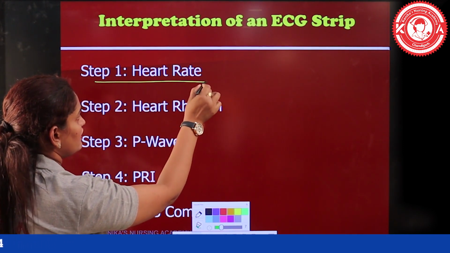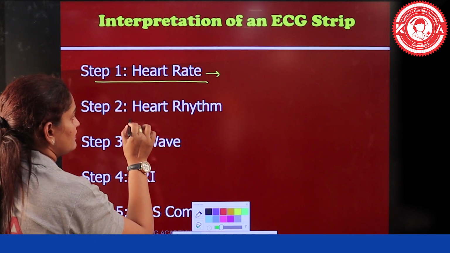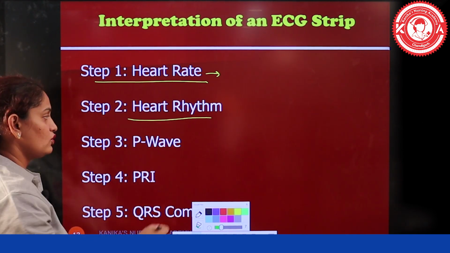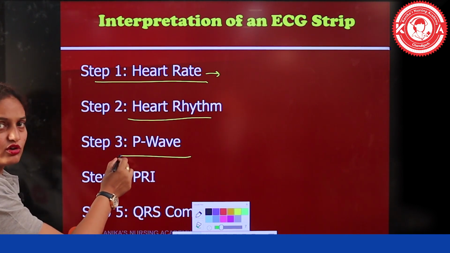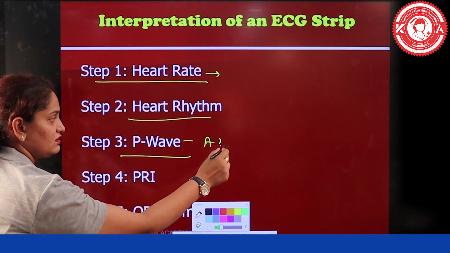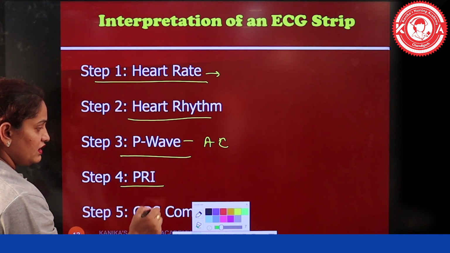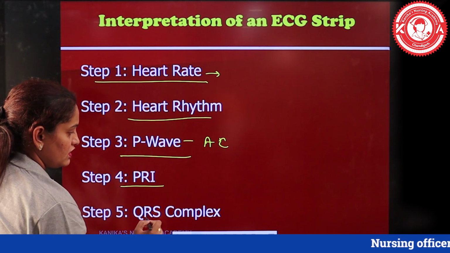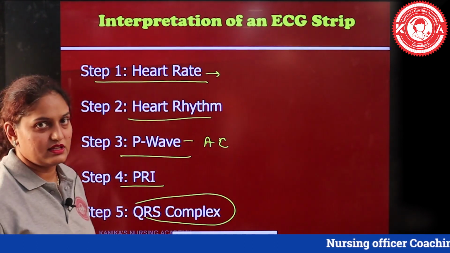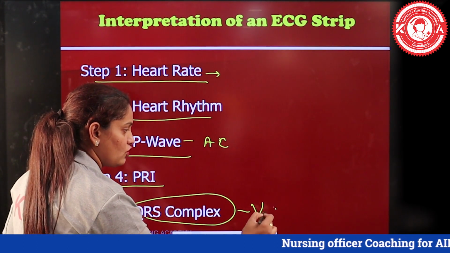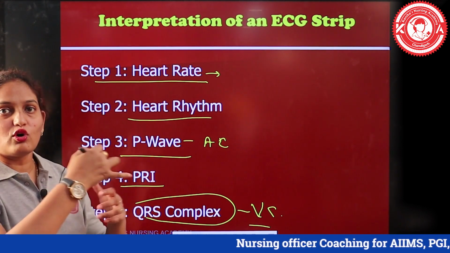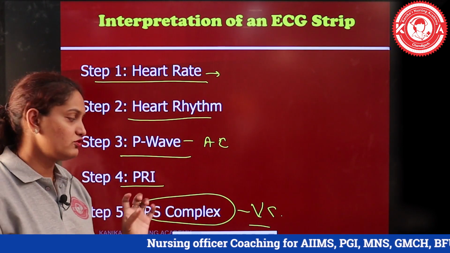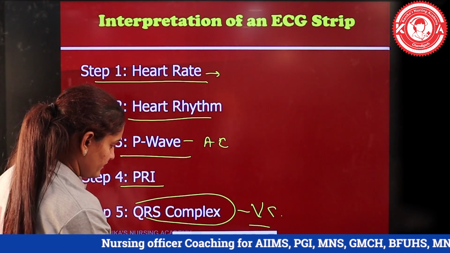First is the identification of heart rate, then seeing whether the rhythm is regular or irregular, then the questions about the P wave or the atrial contraction, then the PR interval, and then the question about the QRS complex, that is the ventricular contraction. So we'll go one by one through all these questions to see how an ECG rhythm will be interpreted.